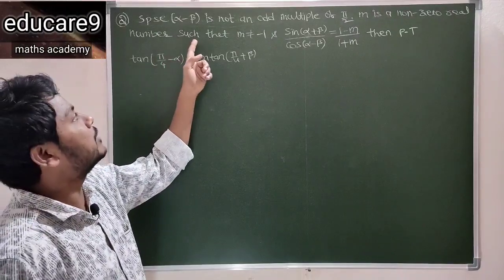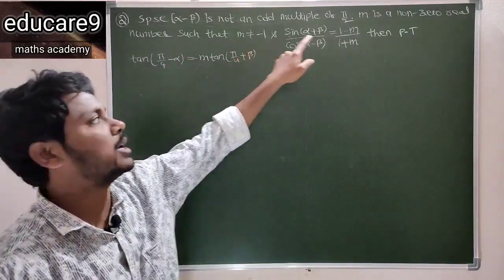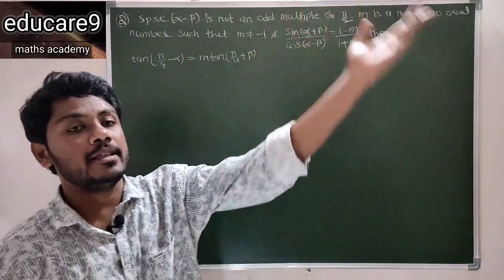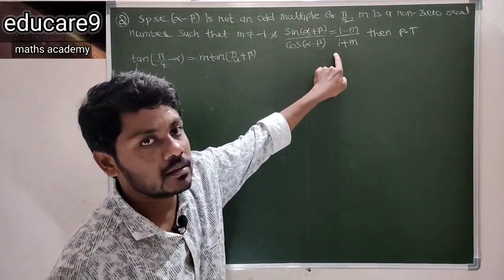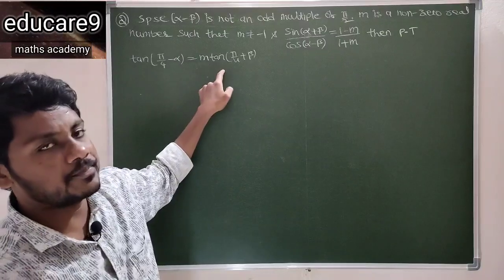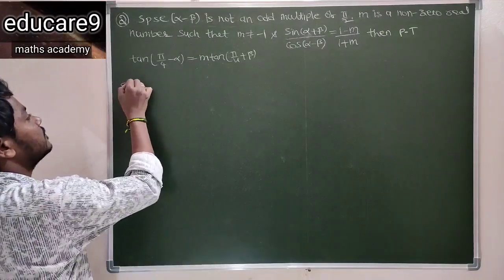Okay. So clearly m is not equal to minus 1, because if the denominator is 0 then it is undefined. And this condition is given, then prove this. Okay. So see the solution.